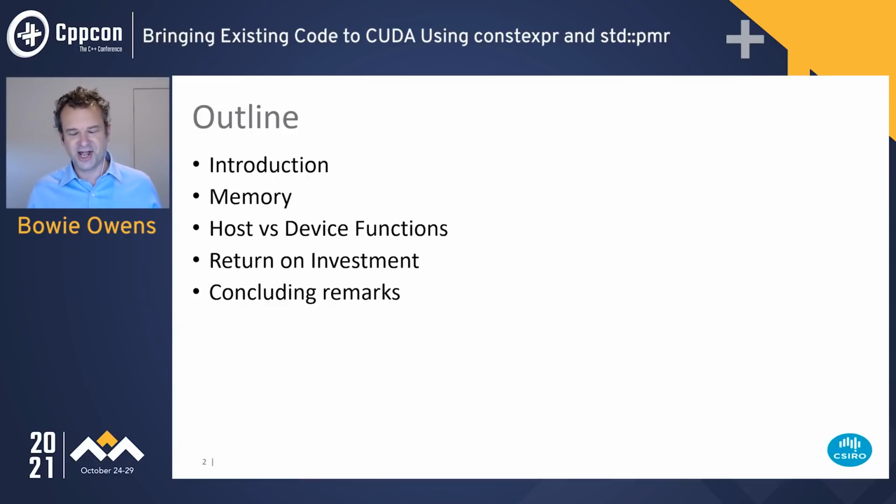To get started, I thought I'd share my plan for the talk this morning. I want to start with some introductory comments that will explain some context about who I am, what I've done, and who I think this talk will be helpful for. Then we'll look at bringing existing code to CUDA in two major sections. First, relating to memory, and second, to do with host versus device functions. If this terminology is not familiar, I'm going to try and explain the terminology that I use as I go along, so don't be too worried.